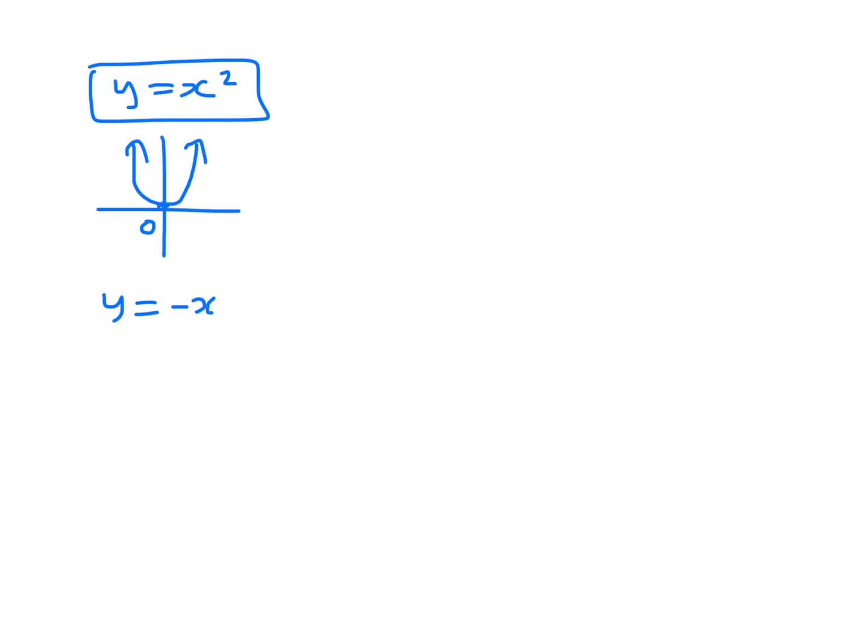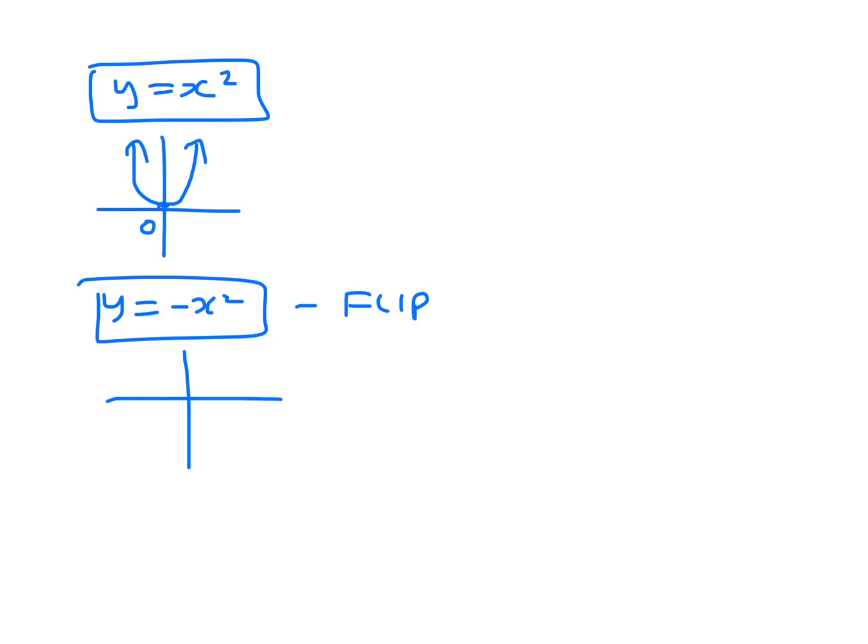If you put a minus in front, it will just flip it over. So instead of going up, which we call a happy face, this one here we call a sad face. If you put 2 little eyes there, see, it looks like a face, doesn't it? And this one's a sad face.